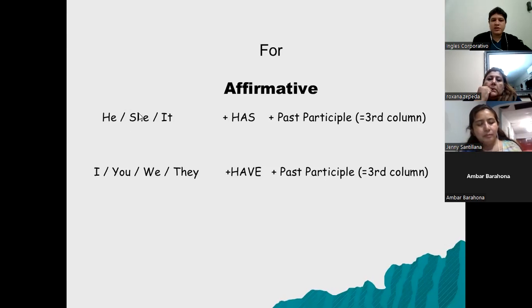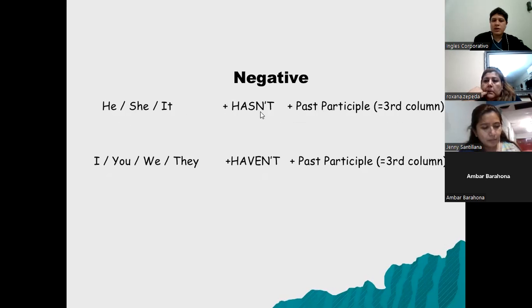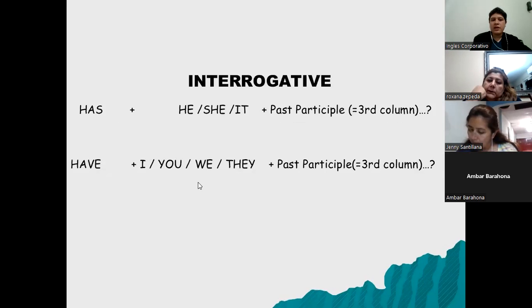So, para afirmativo, chicos, tenemos aquí, okay? Solo es un refresh. He, she, and it, agregamos has, right? Y el past participle, okay? Para I, you, we, and they, utilizamos have y el verbo en past participle. Para negativo, utilizamos hasn't para estos, y haven't para ellos, okay? Interrogative, primero va el has, luego va el have, okay? Like this one.